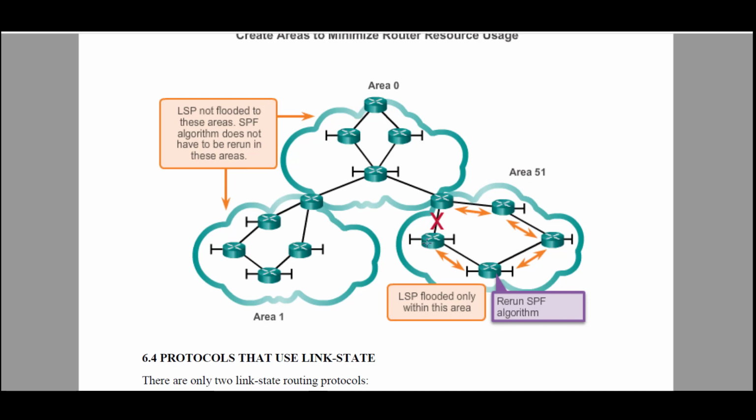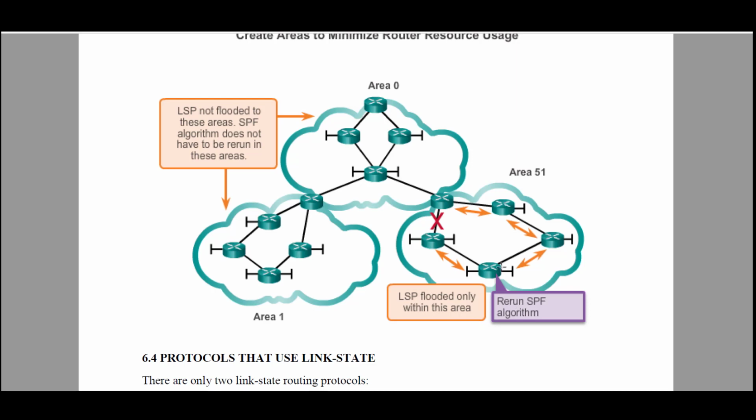So now immediately both the routers will create a new LSP. Then the LSP will be flooded in that area. Now again they will calculate the new shortest path. They will calculate the shortest path first, the SPF algorithm, again. The new path will be calculated.